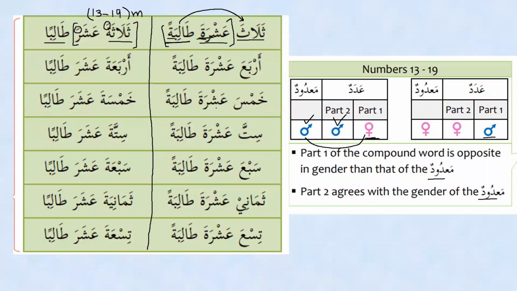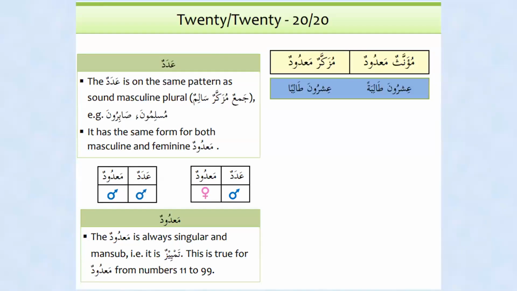So the numbers here, we can see the number 20. When we talk about 20, you can see over here, the adad is on the same pattern as the sound masculine plural. As we know, the sound masculine plural comes on the pattern of una, like muslimuna, sabiruna, and it has the same form for both masculine and feminine. So if you want to say ishruna taliban for the masculine, as we mentioned earlier, from 11 to 99, madud will be singular and mansub. So we will say ishruna taliban, and also ishruna talibatan, 20 masculine students and 20 feminine students.